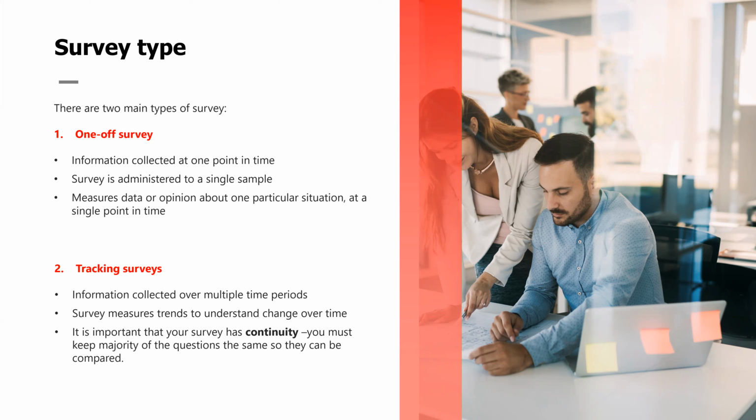The second type of survey is a tracking survey, and this is a survey that collects information over a longer period of time or at different time points. Tracking surveys help us look at trends over time. They are typically used to look at changes year on year to improve service levels. When conducting a tracking survey, it's really essential to have continuity, and by that what I mean is that you need to keep your key questions and measures the same from one point in time to another. This is the only way that you can make consistent comparisons over time.